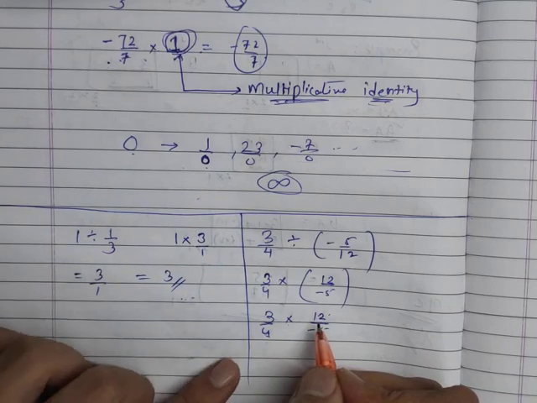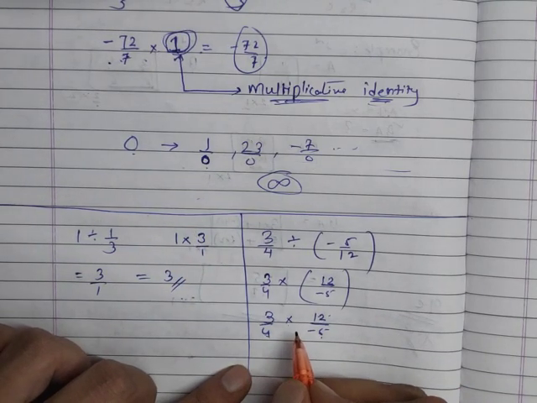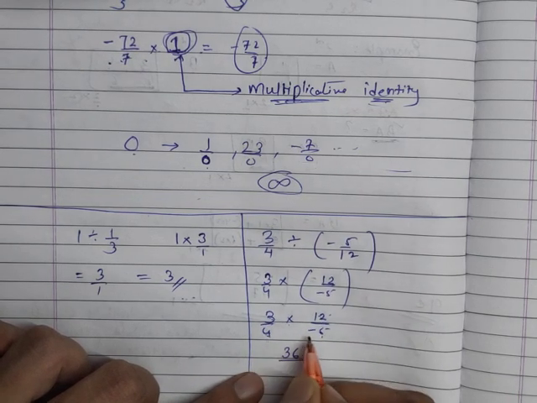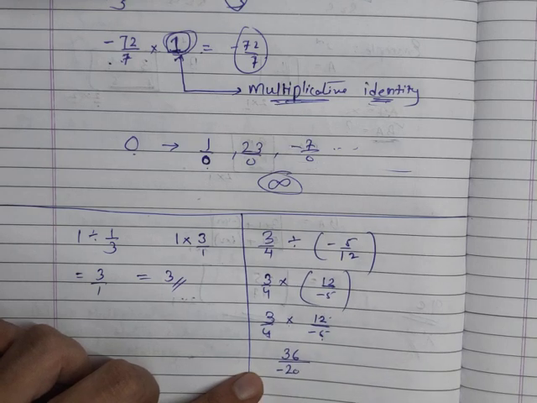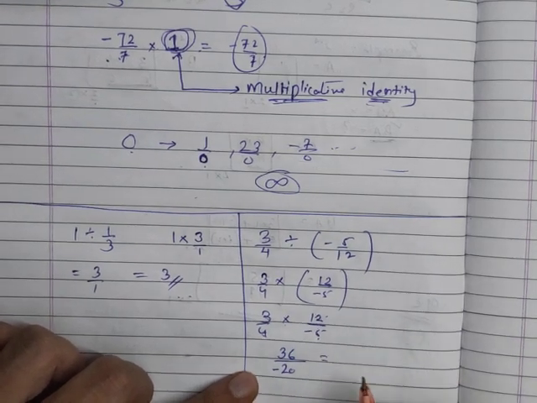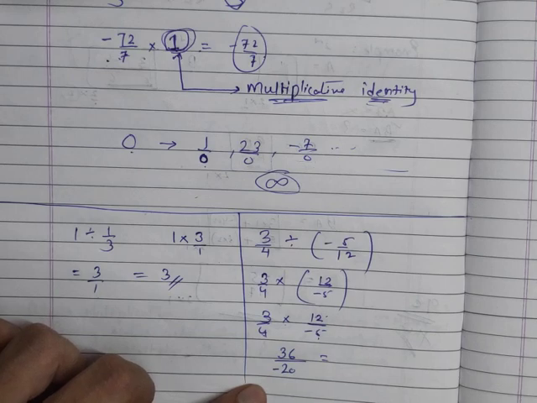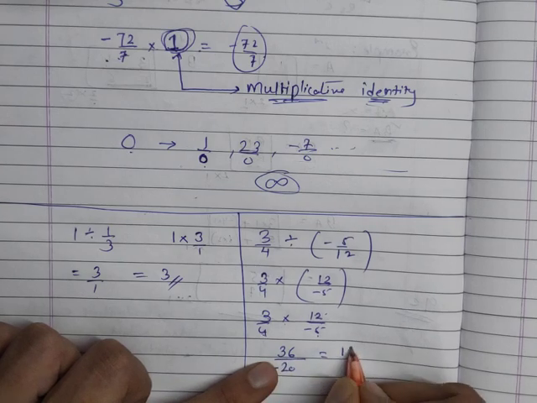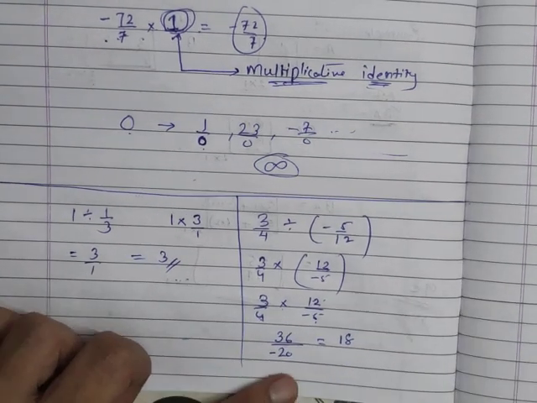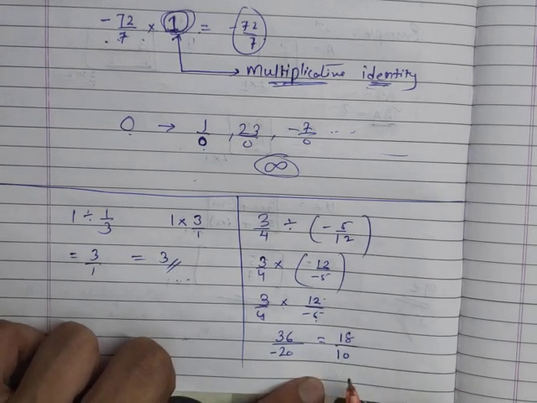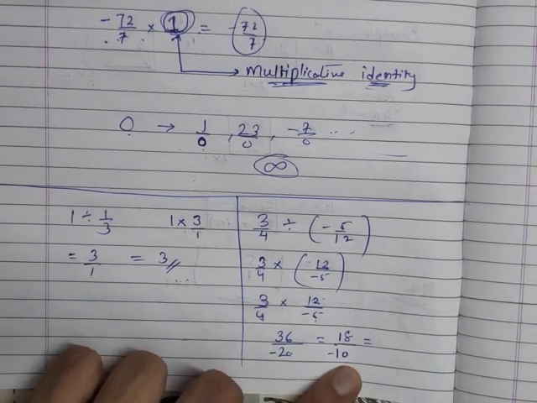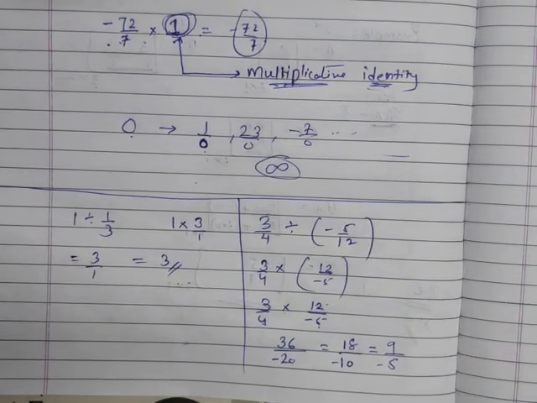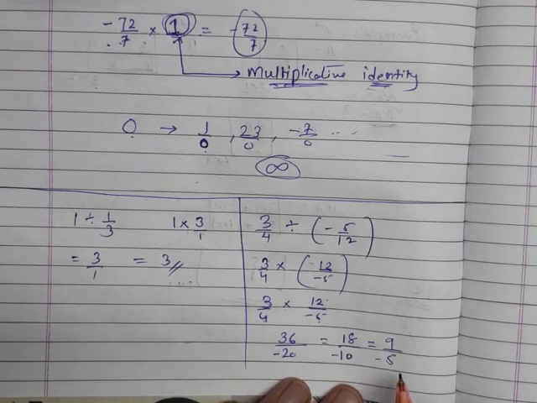If you're not so comfortable with this, do what you've learned. Numerator with numerator: 12 threes are 36, upon 5 fours are 20, minus sign as it is. So minus 20, which is equal to... Can I apply some tables now? Yes. 2 ka table. 2 1's are 2, 2 8's are 16, right? Upon 2 10's are 20, minus as it is, which is further equal to 2 9's are 18, 2 5's are 10, minus as it is. Can I say no further cancellations are possible? That means this is my answer.